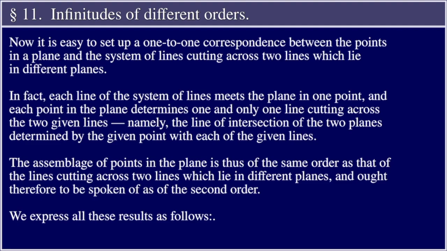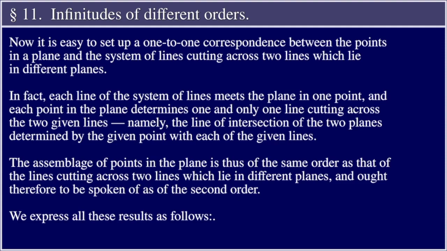Section 11. Infinitudes of different orders. Now it is easy to set up a one-to-one correspondence between the points in a plane and the system of lines cutting across two lines which lie in different planes. In fact, each line of the system of lines meets the planes in one point, and each point of the plane determines one and only one line cutting across the two given lines, namely the line of intersection of the two planes determined by the given point with each of the given lines.